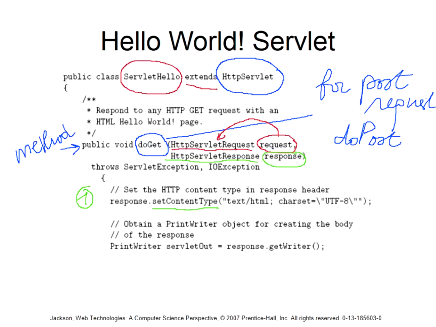So the first step when I want to create a servlet, I have to set the HTTP content type and response header. I just write response.setContentType. After that, I have to provide the appropriate type. In my example here, this type is an HTML code. Is it clear?